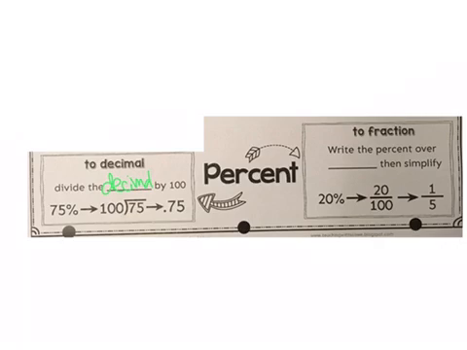Basically, you just have to move the decimal from the back and move it to the left twice, because now you are dividing it but not multiplying it. To change it to the fraction, you're going to write the percent over 100 and simplify it. Easy as that. So 20%, 20 over 100, simplifies down to 1/5.